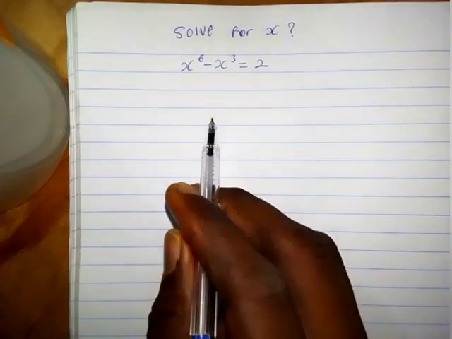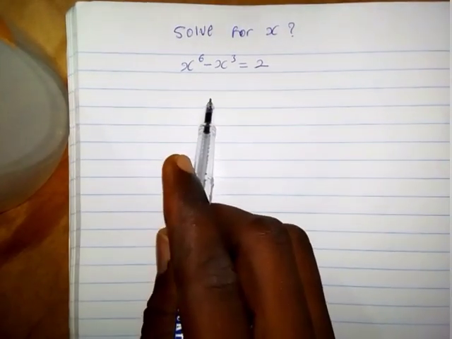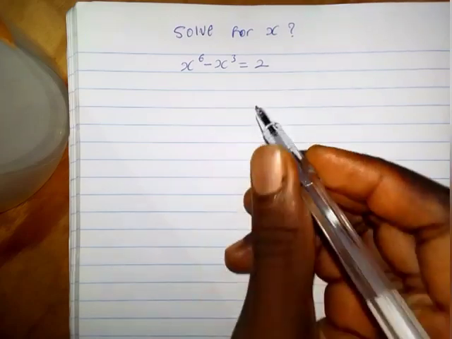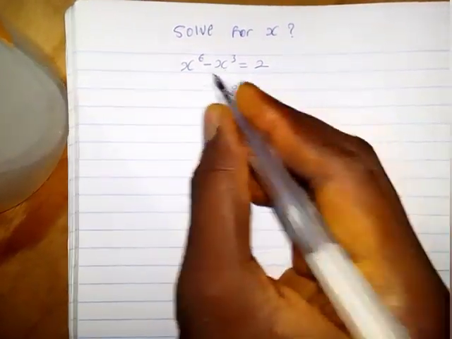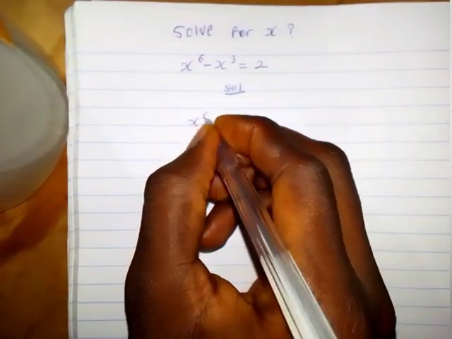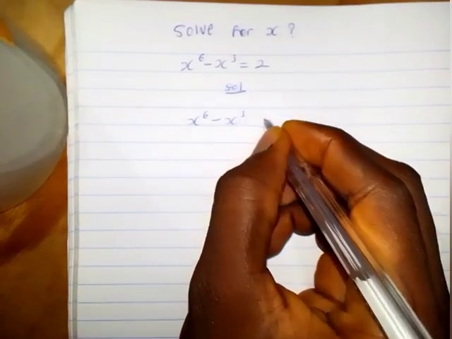How do we find the value of x in this equation? So we have x raised to the power 6 minus x raised to the power 3 equals 2. Here is the solution. So let's write the equation first. So we have x raised to the power 6 minus x raised to the power 3.